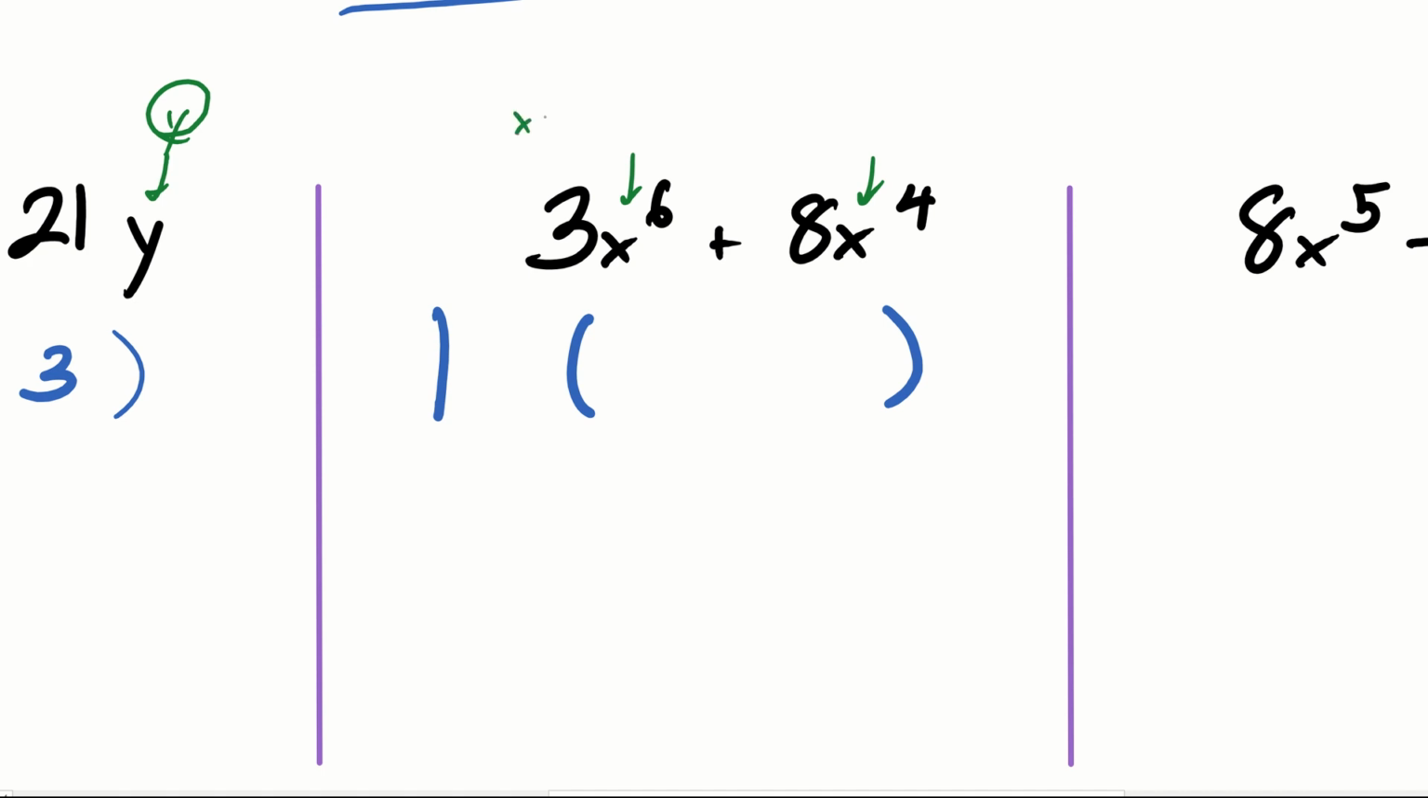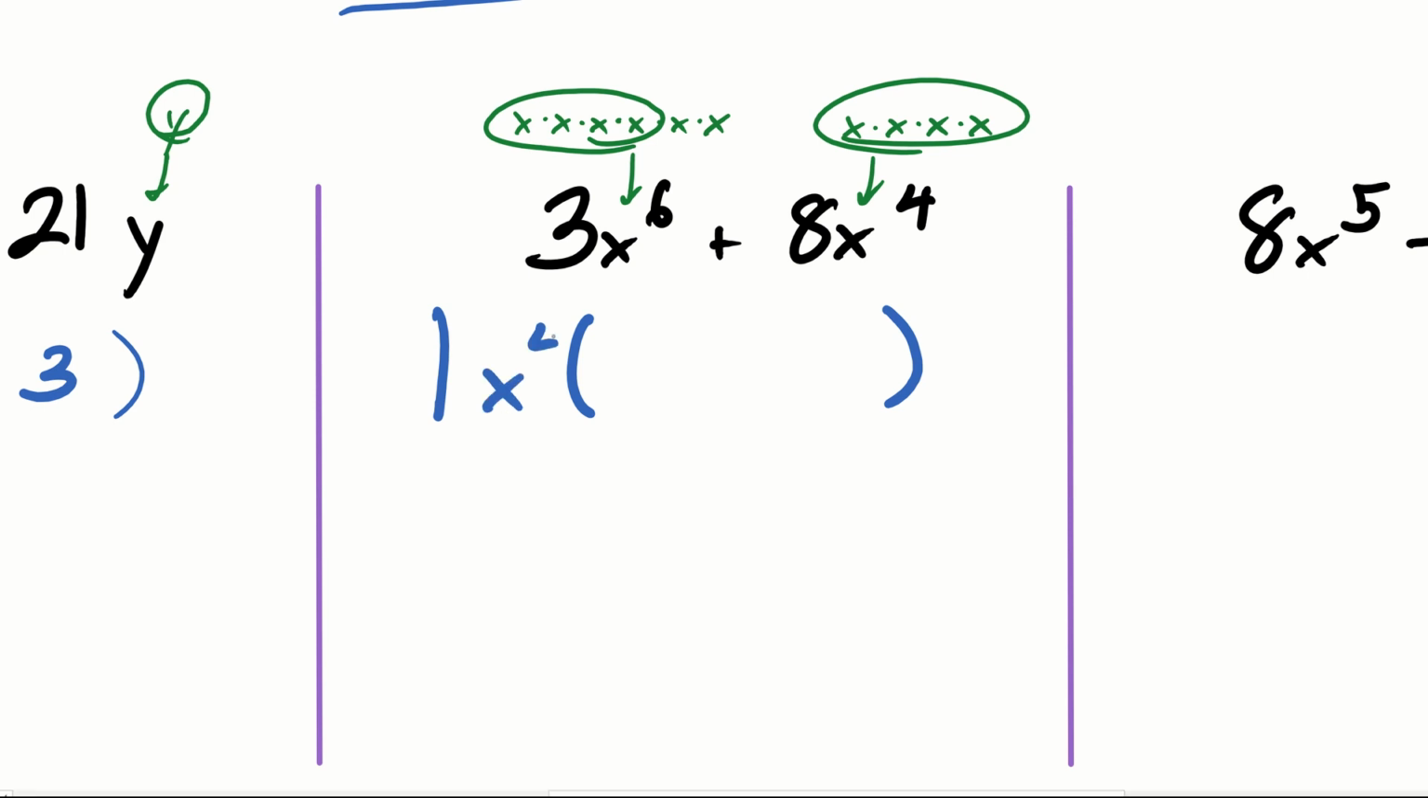At the very minimum, how many x's are contained in both? Well, x to the 6th we know is x times x times x times x times x times x, 6 x's. And x to the 4th is 1, 2, 3, 4 x's. So at the very minimum, there's 4 in both. So x to the 4th is the GCF between x to the 6th and x to the 4th. So let's pull out not just a 1, but also an x to the 4th, because at the very minimum, x to the 4th is the common factor.